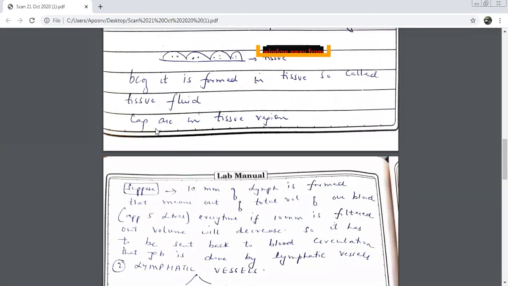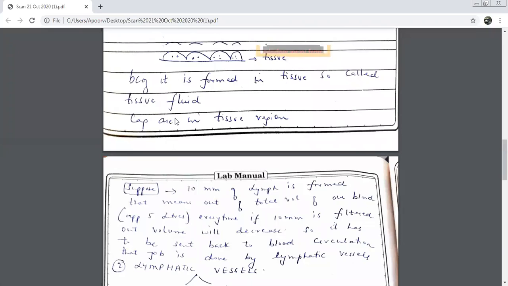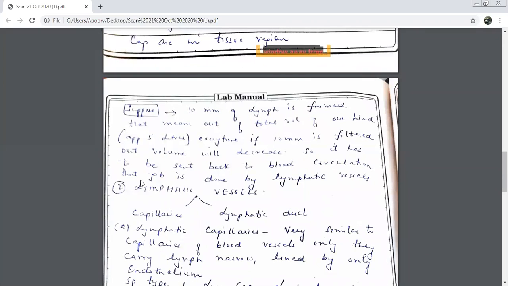Because lymph is made by capillaries, it comes out from capillaries and capillaries are present in the tissue region. That is why lymph is also known as tissue fluid. If every time a little lymph gets filtered out, the volume of the blood is going to decrease. So the lymph is sent back to the blood circulatory system by whom? Lymphatic vessels. We have discussed earlier that there are two types of lymphatic vessels: lymphatic capillaries and lymphatic ducts.